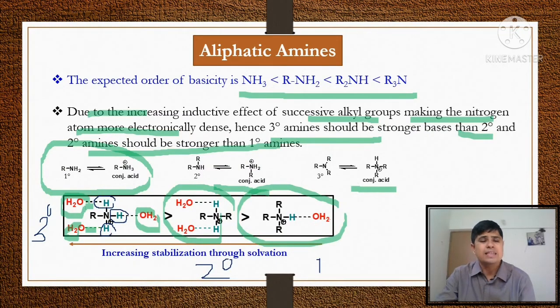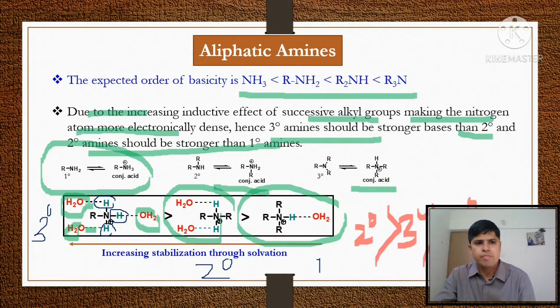Hence, as a net effect, the secondary amine would be stronger than the tertiary, and the tertiary stronger than the primary, because the secondary has a marginal stabilization of the conjugate acid and also an increase in electron density on the lone pair. Both effects are good in the secondary amine. So the expected order is like this, and the experimental order is also like this: secondary is stronger than tertiary, and tertiary is stronger than primary, isn't it? So let us see the next slide.